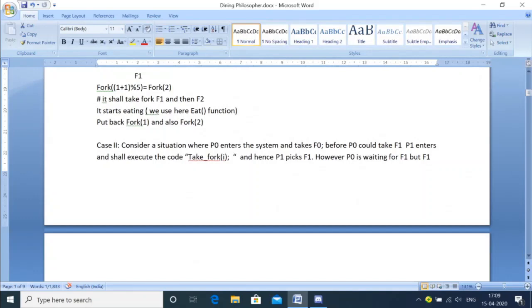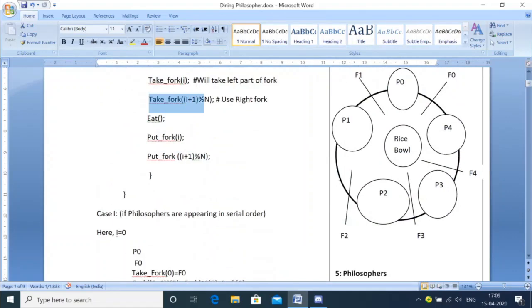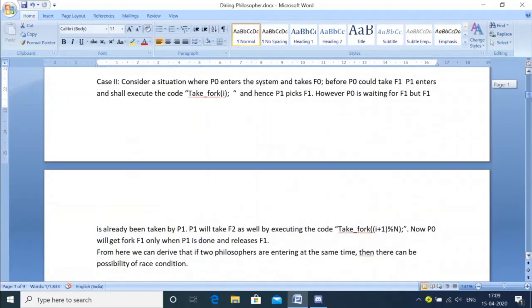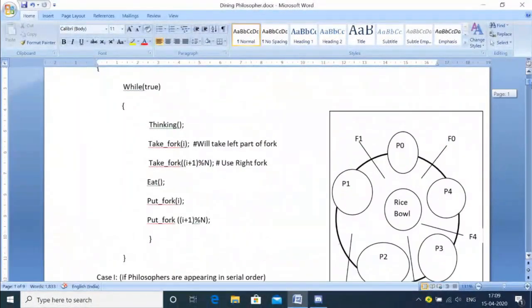Okay, now before P0 could execute the second statement, this one. Before P0 could execute the second statement, what has happened? Let's say P1 enters. So before P0 could take the other fork, that is F1, P1 enters and shall execute this code. So P0 executed this code, correct? It was supposed to go here. Now, what has happened? Some interrupt took place and P1 came. So P0 could not go to the second line of instruction.